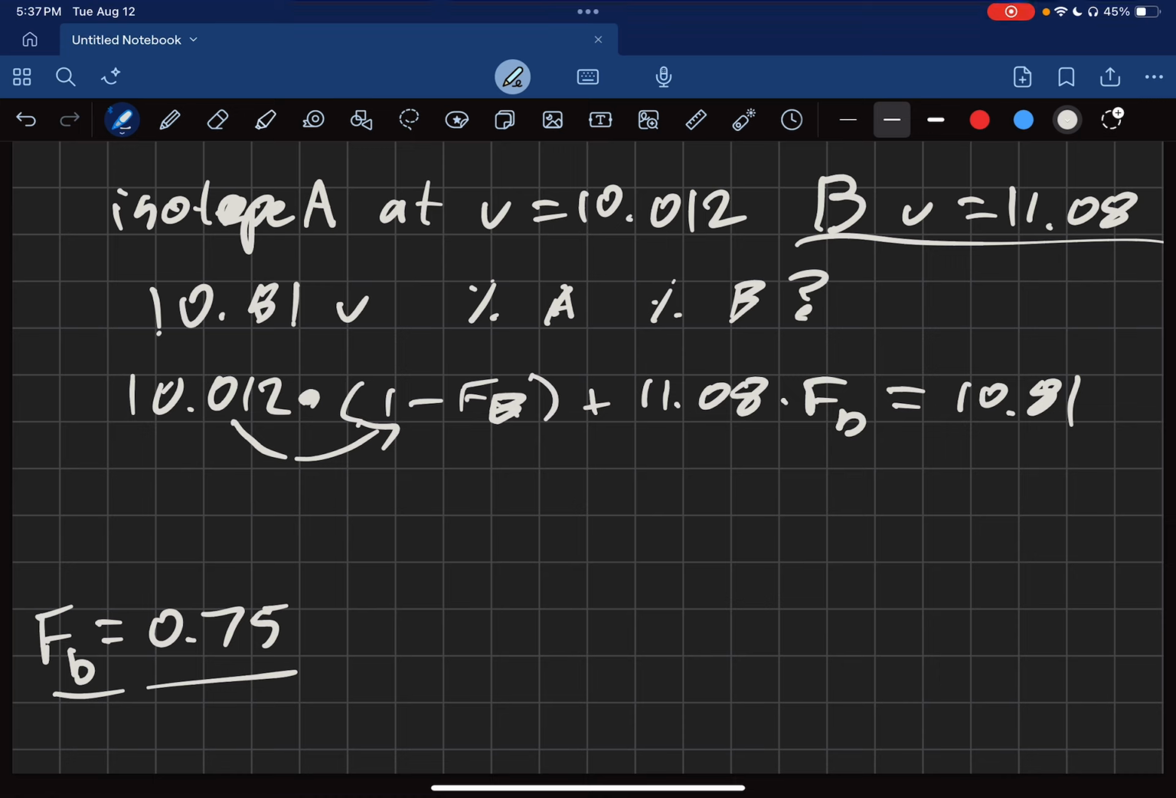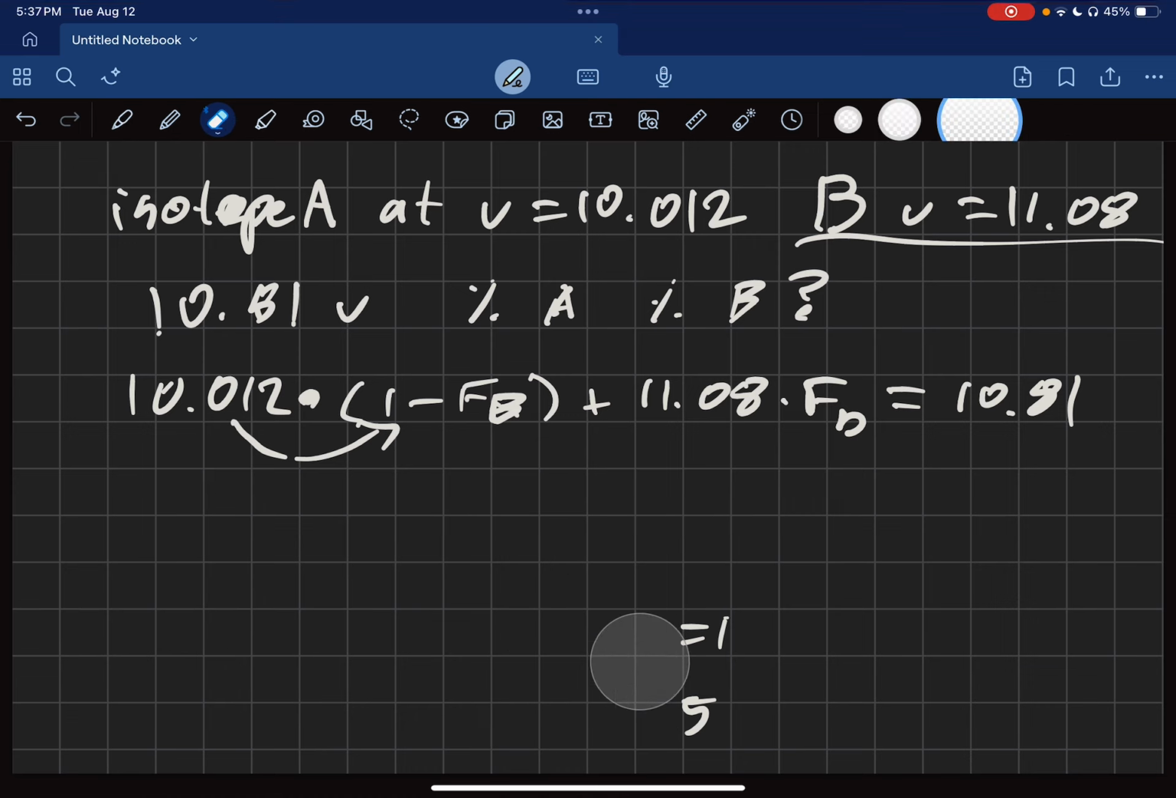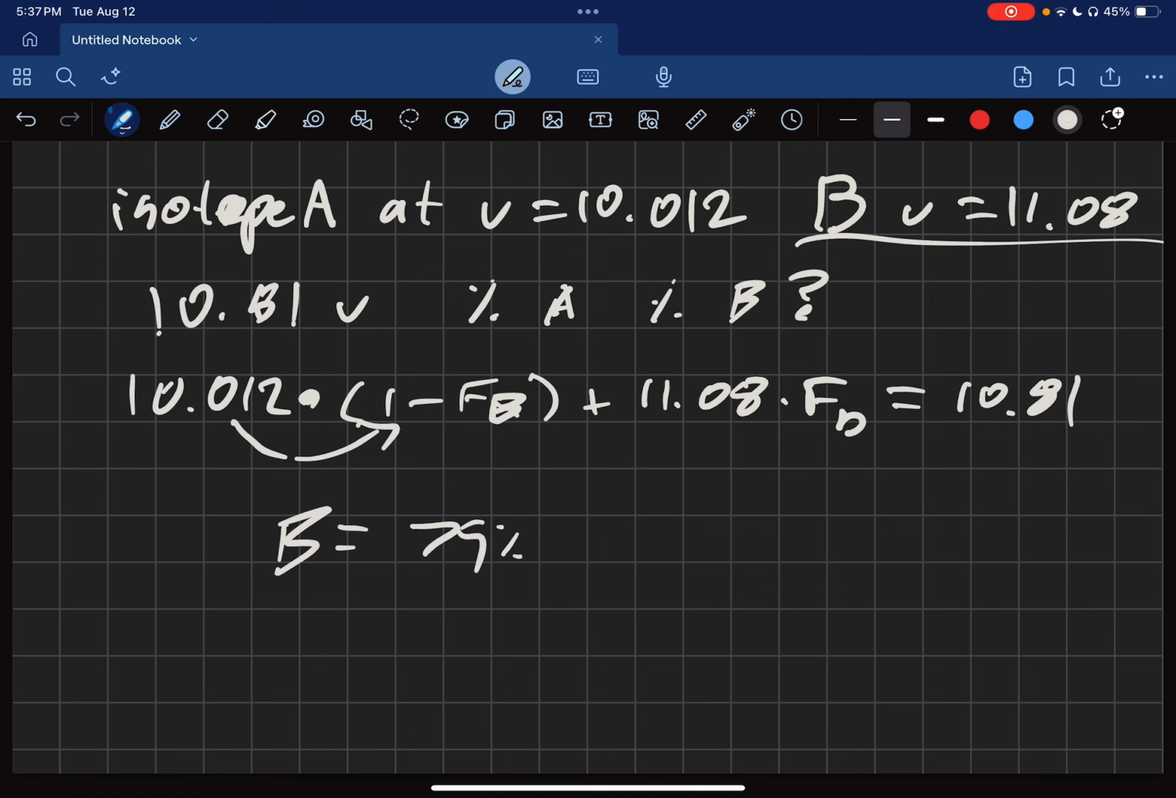So how many come from A? Well, this is the much simpler part. Remember, FA plus FB equals 1. So FA plus 0.75 equals 1. That means FA has to equal 0.25. So we just found B has a frequency of 75%, and A has a frequency of 25%. And if you're ever unsure about your answer, you can simply plug them back in.